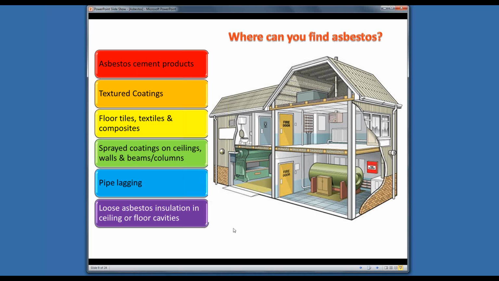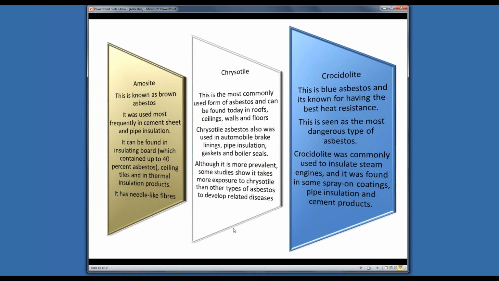So I said at the beginning that asbestos is broadly dealt with and categorised by the colour, and that is relating to the actual mineral itself. There are some issues in terms of which tend to be used most commonly for which types of materials. So amosite, which is commonly known as brown asbestos, is frequently the cement profiled sheeting, the pipe insulation, insulating boards, ceiling tiles, thermal insulation products. That tends to have needle-like fibres, but again some of these fibres can be incredibly small and not necessarily possible to see by the naked eye.